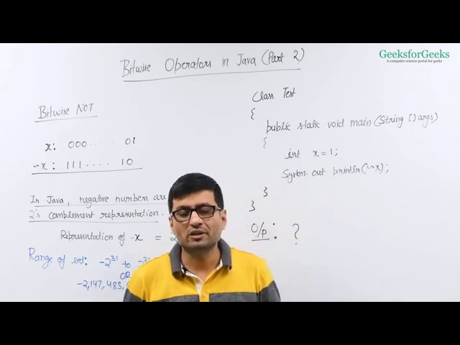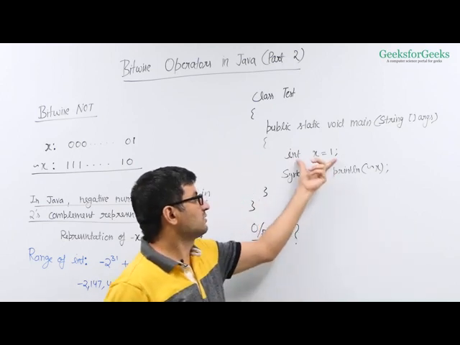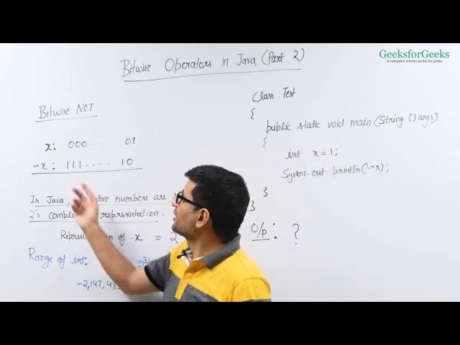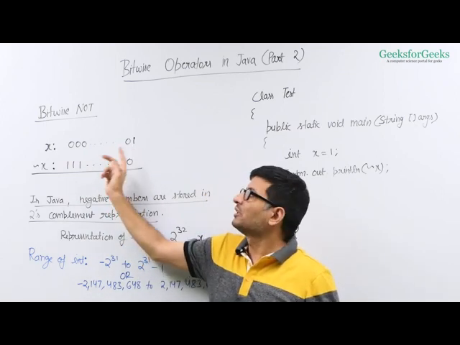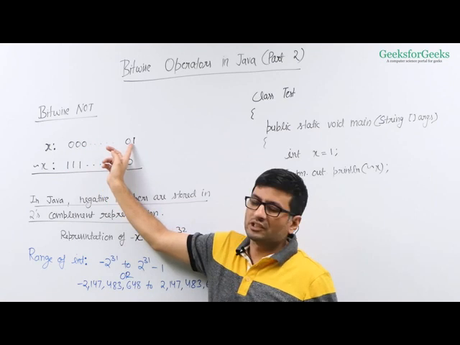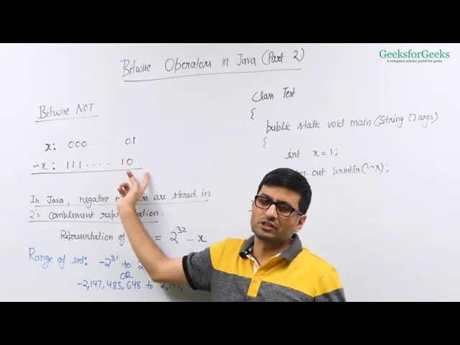What do we mean by invert? 0 becomes 1 and 1 becomes 0. So if a binary number is 1, then its binary representation is this. In Java, integers are 32 bits. So these are 31 zeros and then there is a 1. When you do not of x, you get 31 ones and a 0.